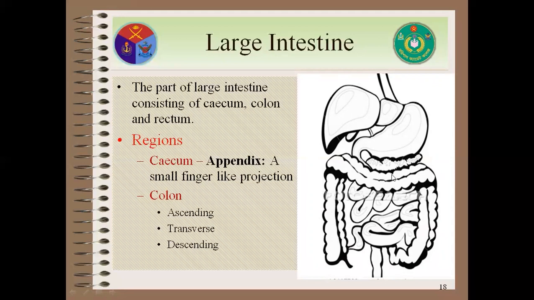Then it runs across the abdomen. This is called transverse colon, and then it travels down the left side of the abdomen. This is called descending colon.